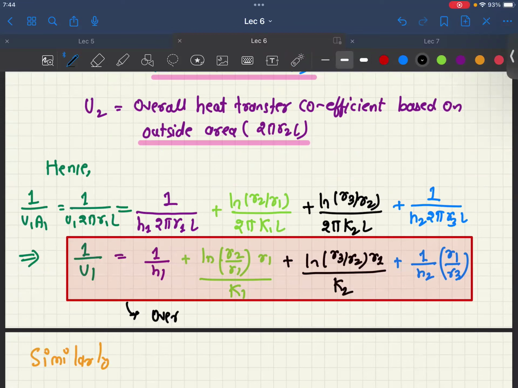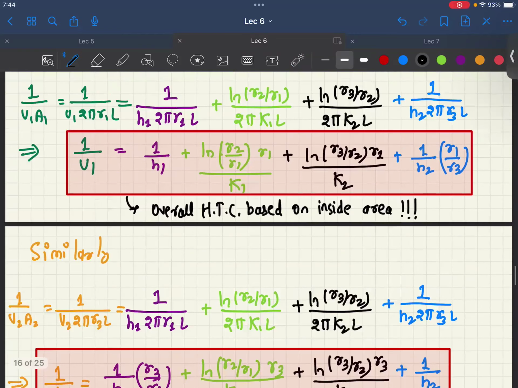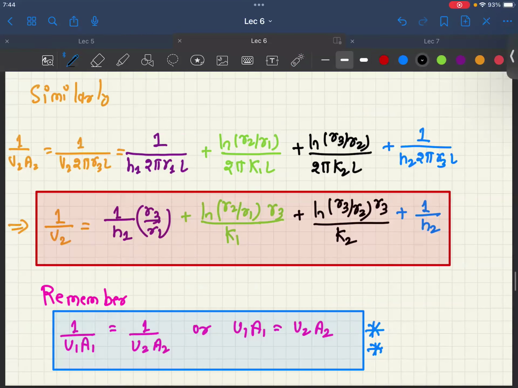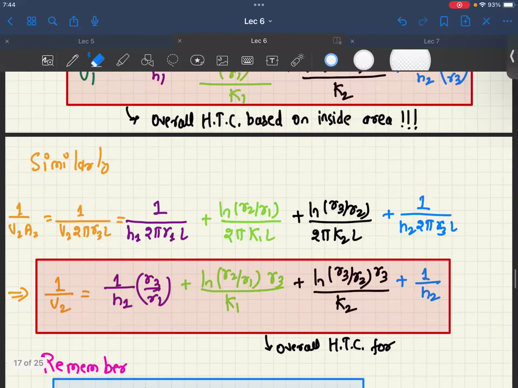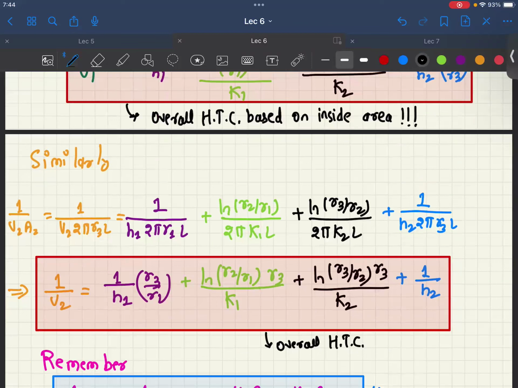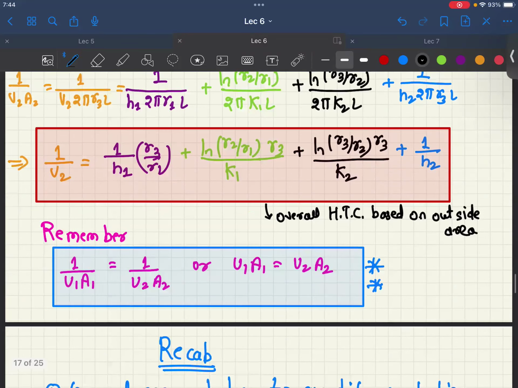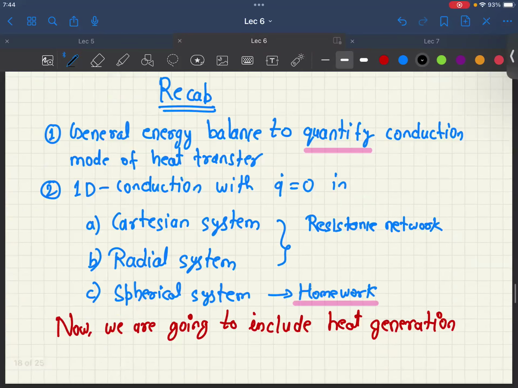This is the overall heat transfer coefficient based on inside area, ठीक है. Similarly, अगर area A1 की जगह हम A2 use करेंगे, so we end up with the overall heat transfer coefficient based on outside area, ठीक है.